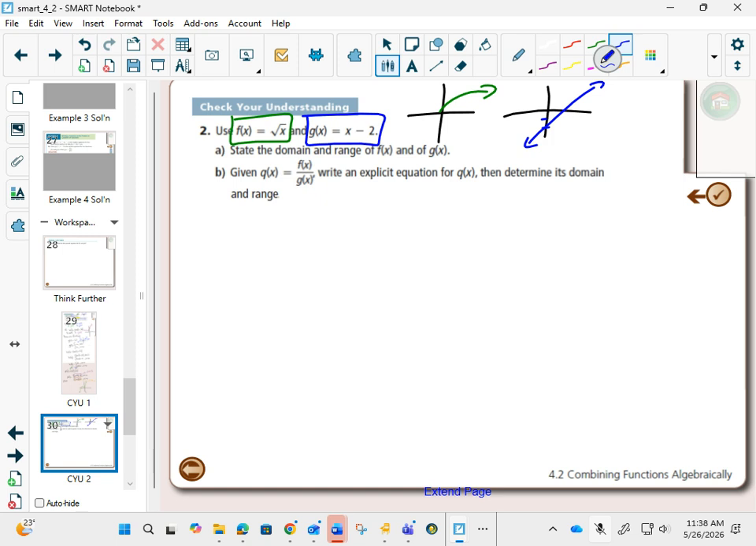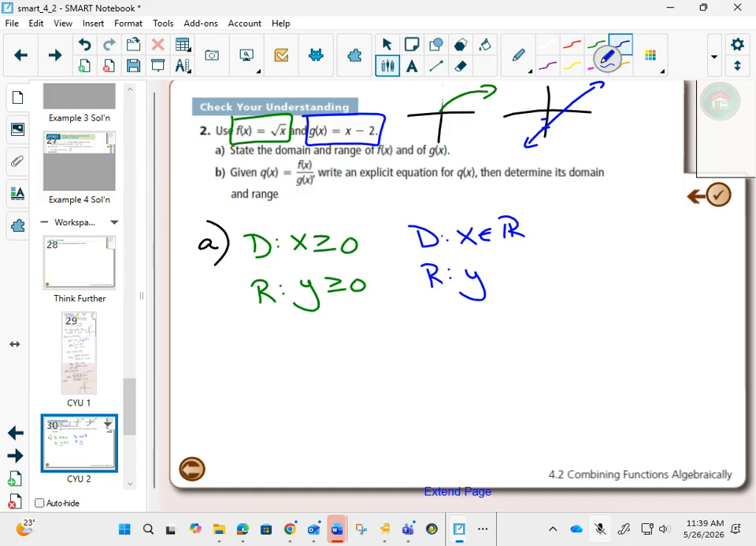Part A says, can we tell the domain and range of both of these, starting with the green one? X is bigger than or equal to 0, range y is bigger than or equal to 0. For the blue one, domain is everything, range is everything. And it's nice to be able to quickly draw those graphs to see domain and range from that.